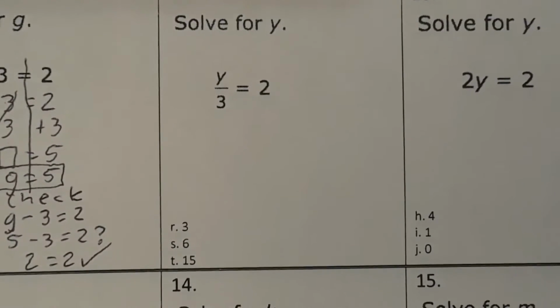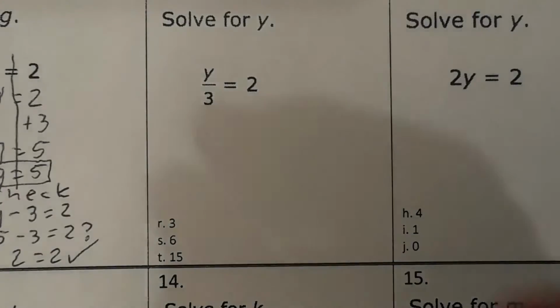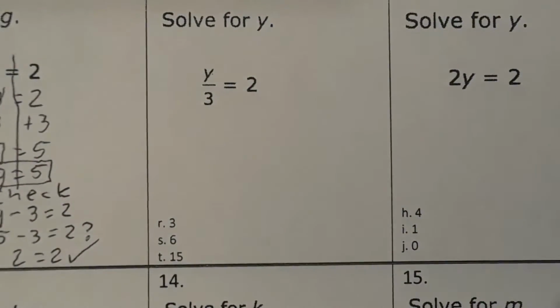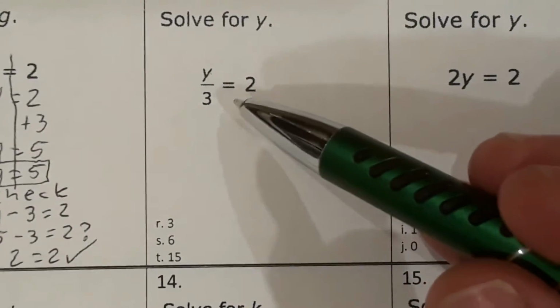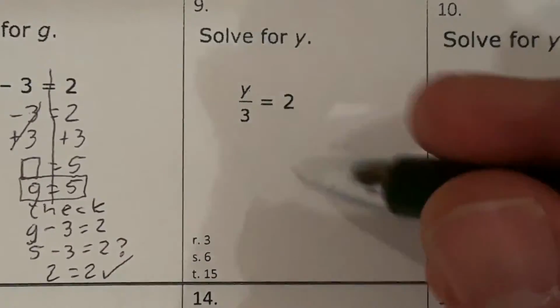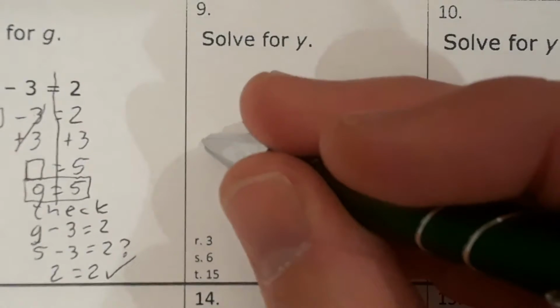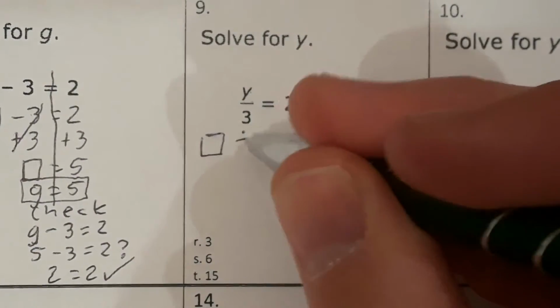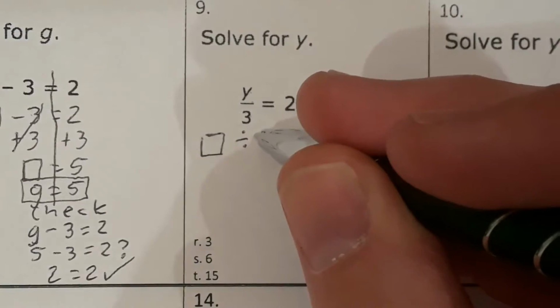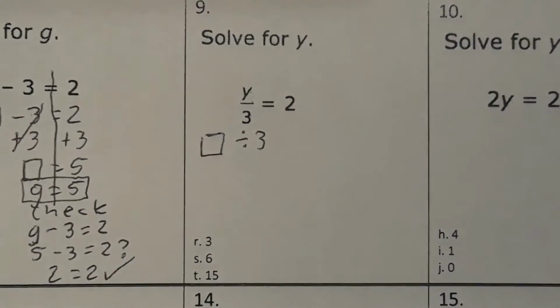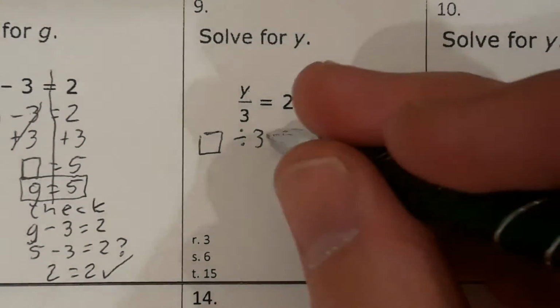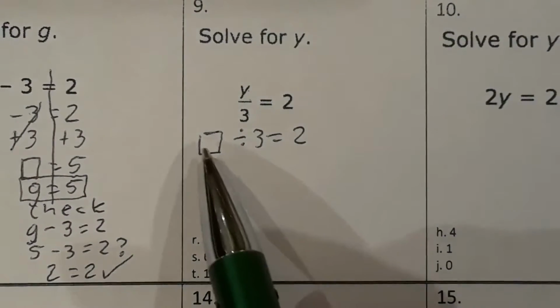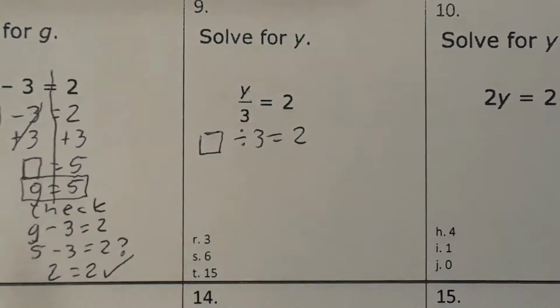Number 9. Solve for y. So remember, this says y divide 3 equals 2. So again, y divide 3 equals 2. But the y, make it simple, represents a number we don't know. Fraction, divide, 3 on the denominator equals 2. Look how easy that is. Something divided 3 will give you 2.